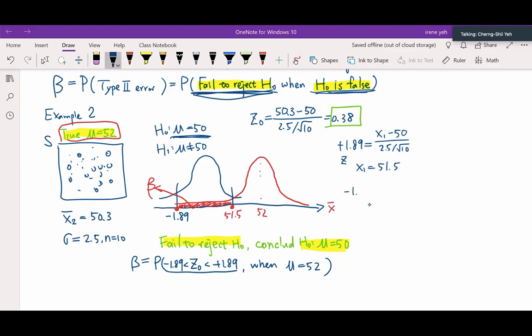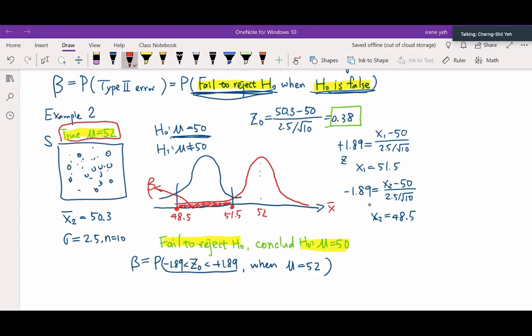The lower bound, negative 1.89, is an actual value x2. Standardize it to the hypothesized mean, 50, divided by 2.5, divided by square root of 10. Okay, so my x2 value is 48 point. So this actual value is 48.5. Okay.